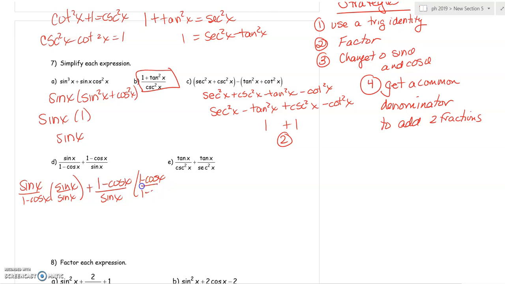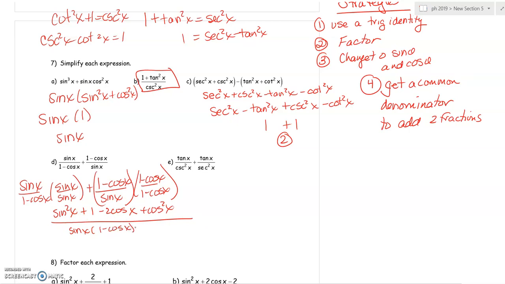So I can write this as sine squared plus 1 minus 2 cos x, oops, not squared, cos x, plus cos squared all over my common denominator. All right, so I'm not going to distribute my sine x because I'm thinking something might factor. Notice we have sine squared plus cosine squared. That's just 1. So we have 1 plus 1 minus 2 cos x, 2 minus 2 cos x all over sine x times 1 minus cos x.